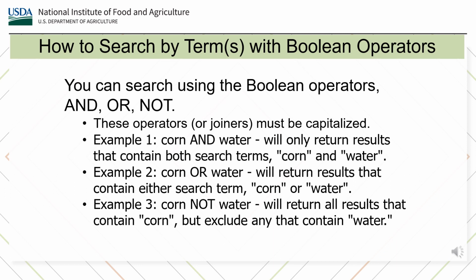If you enter corn AND water, the search will only return results that contain both search terms, corn and water. If you enter corn OR water, the search will return results that contain either search term, corn or water. And if you enter corn NOT water, the search will return all results that contain corn, but exclude any that contain water.